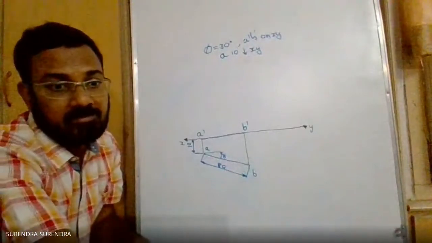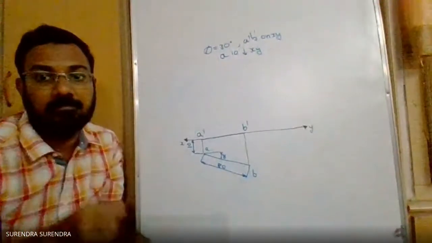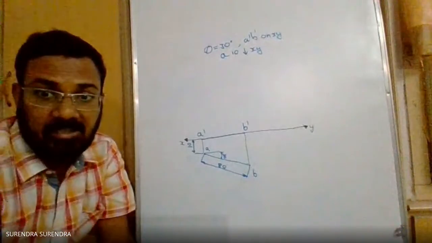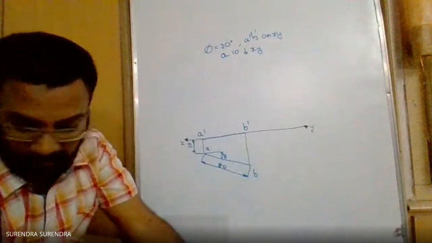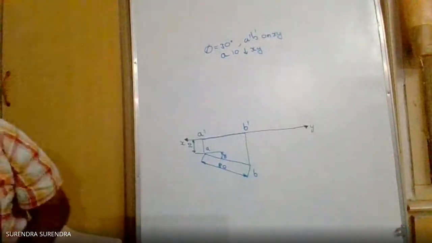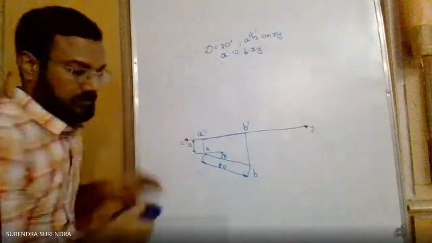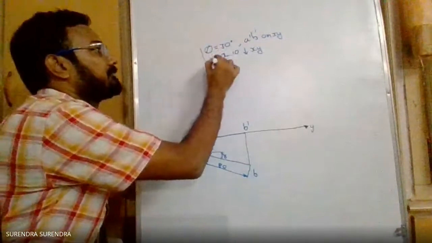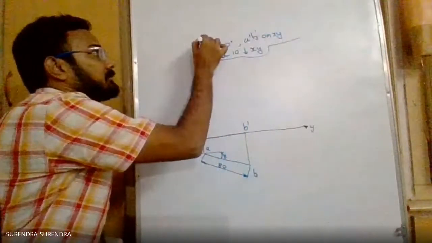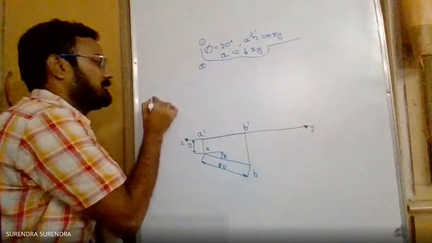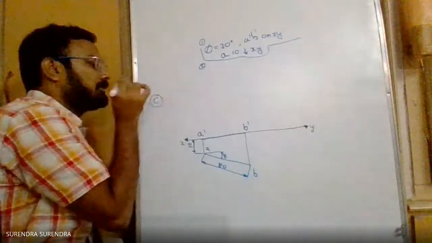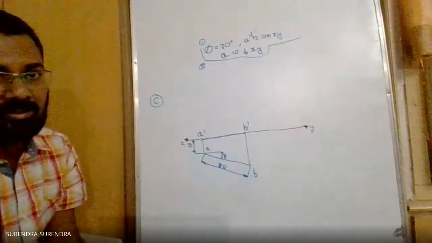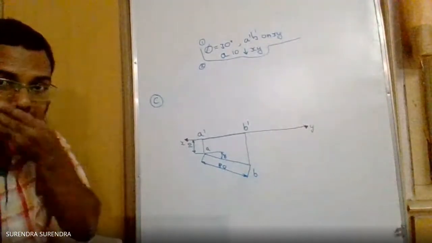I'm again typing this C2 in the chat box. The line is inclined at 40 degrees to HP. So let this be here. So this is the first problem. Write the problem number on the right hand side top corner. Don't forget to indicate the problem number. Many of you are not indicating this problem number.